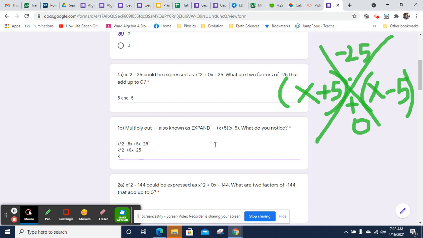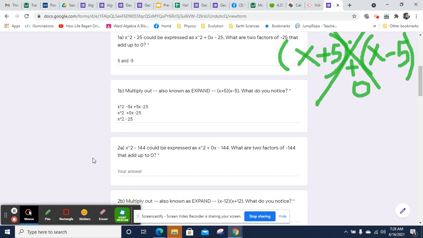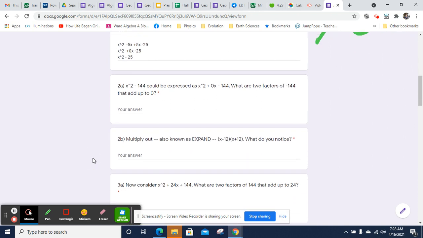and then we just have x squared minus 25, which is what I told you these two factors of negative 25, which add up to 0, would help us get. So there you go. Those are the factors of x squared minus 25. We multiply them together, we get x squared minus 25. And we'll try it with this one.